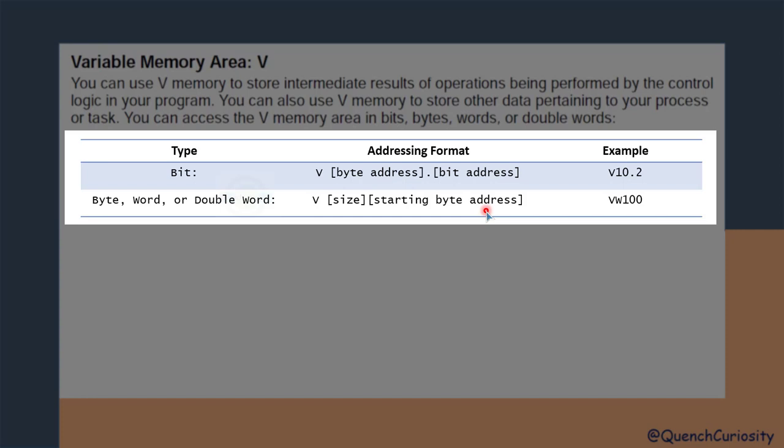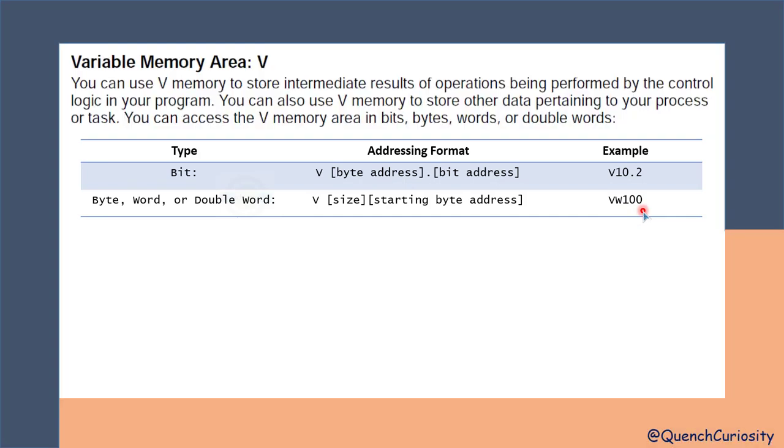From our memory mapping concepts, we know that one double word is equal to 2 words, which is equal to 4 bytes, which is equal to 32 bits. So therefore, if I take V size as word and starting address as 100, then VW100 will be considered for storing the value.